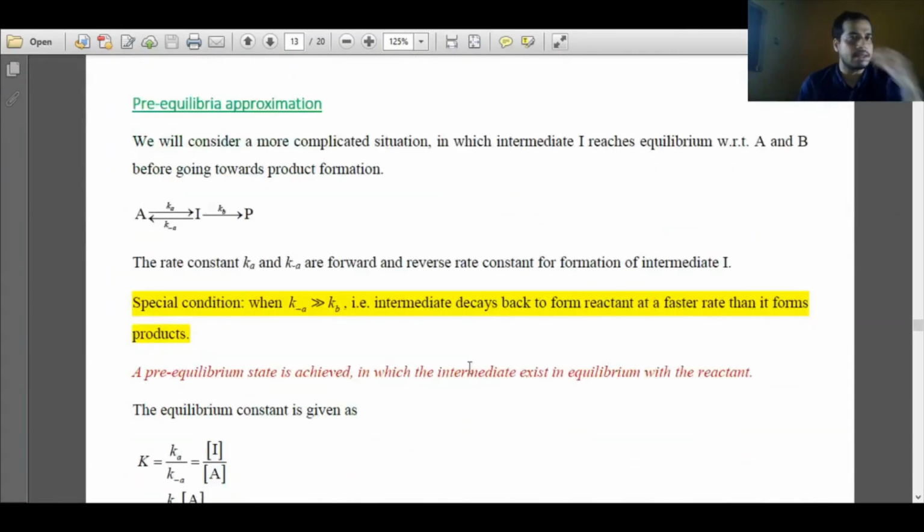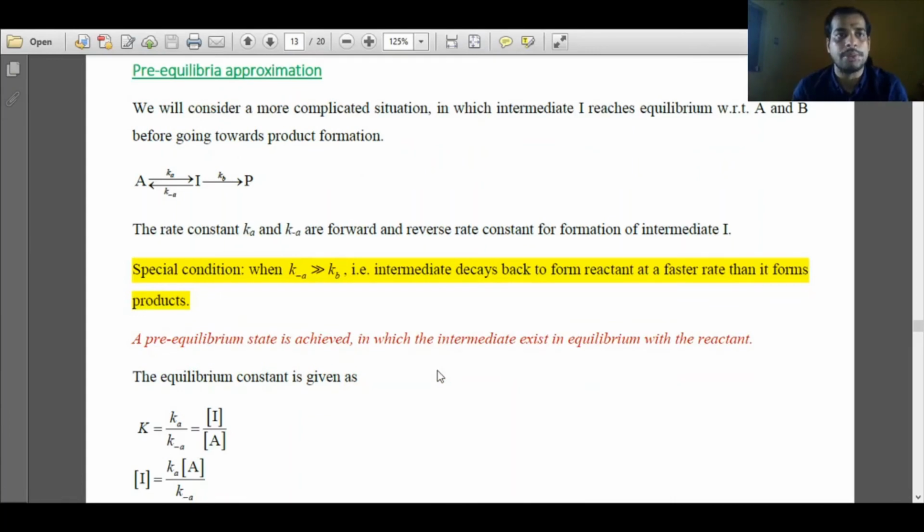Then we will discuss another approximation called the pre-equilibrium approximation. Suppose we consider a general reaction where A forms intermediate I, and further the intermediate I forms product P. But let's consider a more complex reaction where the reactant A and intermediate I are also in equilibrium. In the previous case, there was no equilibrium between the reactant and intermediate, but suppose there is a reaction where the reactant and intermediate I exist in dynamic equilibrium with each other.